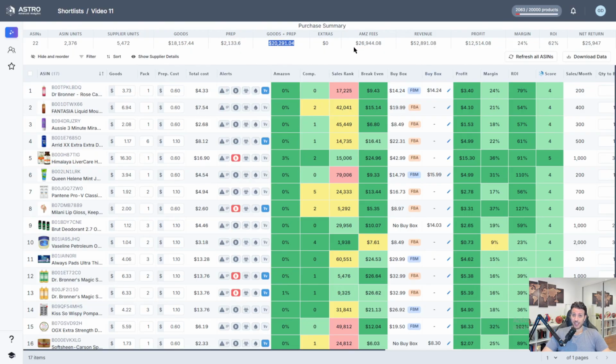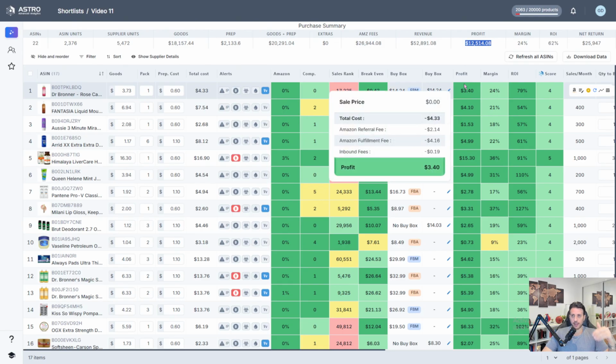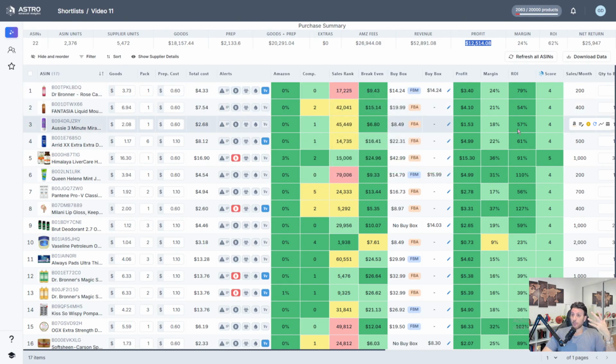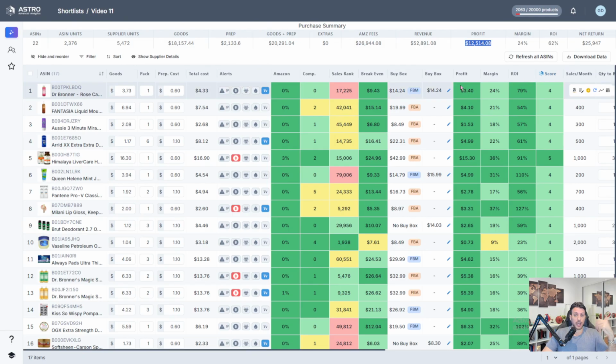Amazon fees, it's funny looking at Amazon fees sometimes, almost $27,000, but the revenue is up at 52 grand. So we're looking at $12,500 worth of profit projected for this order. If the prices stay at this price, so if they go up, it'll be more profitable. If they go down, obviously it'll be a bit less than this. But this is a nice number here, 62% ROI, and the net return is quite solid. So that's what we're looking at the moment. Solid product, like I said.